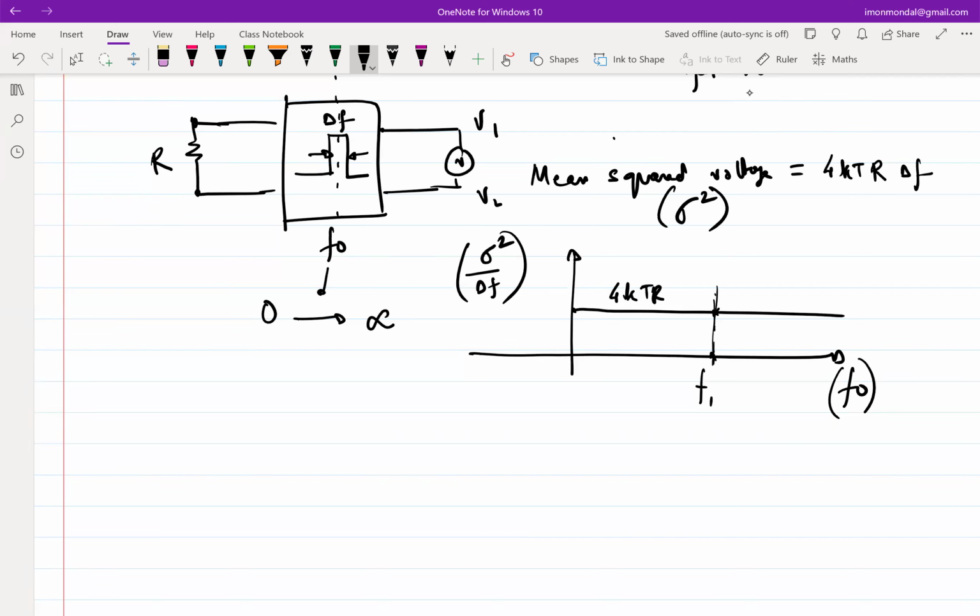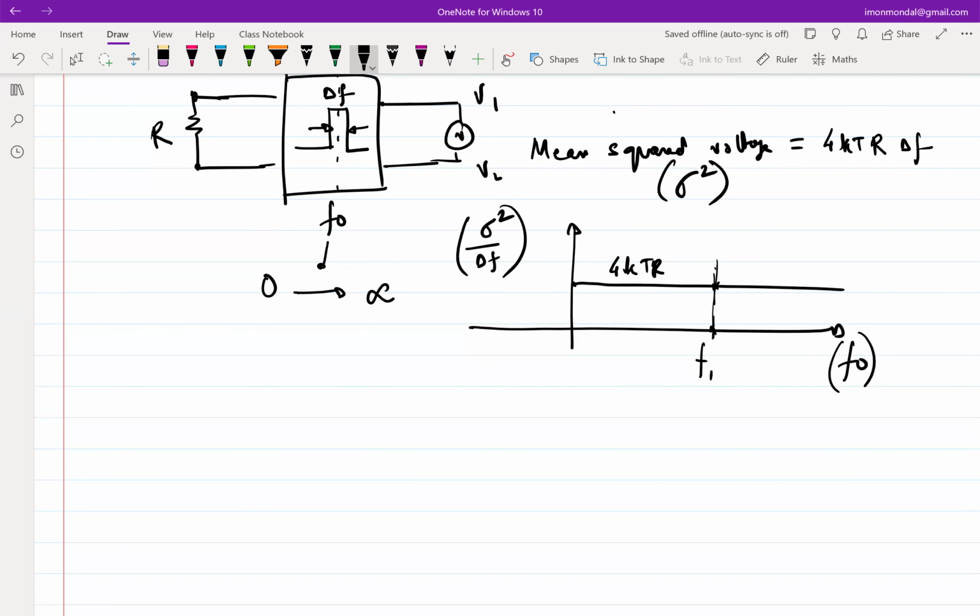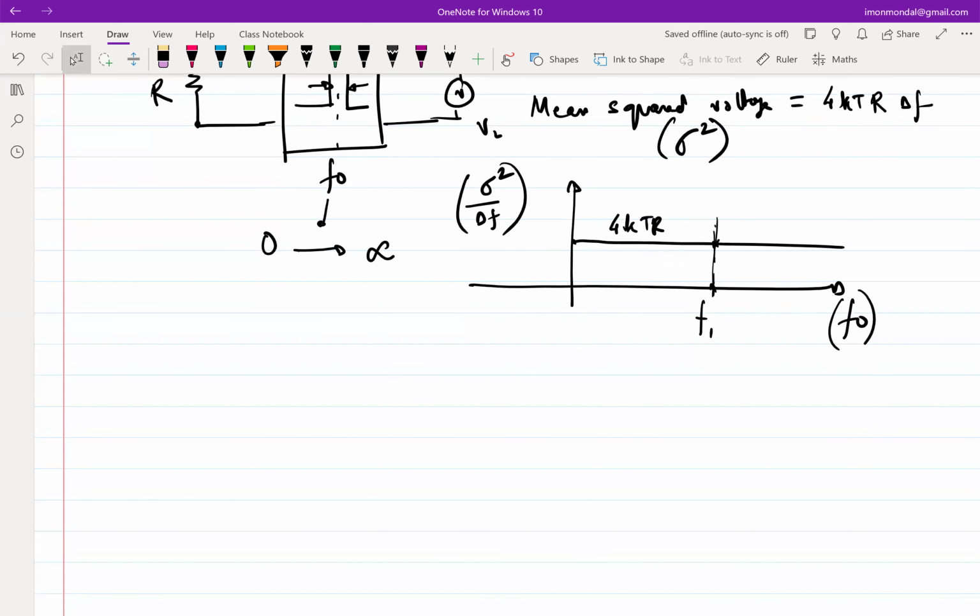Okay, fine. Any questions so far? Okay. So now that we have a framework to deal with noise, you should be able to appreciate how this can be a problematic scenario in RF systems, right?